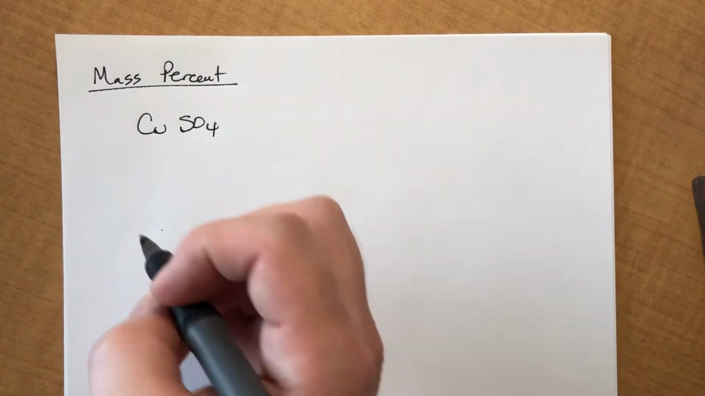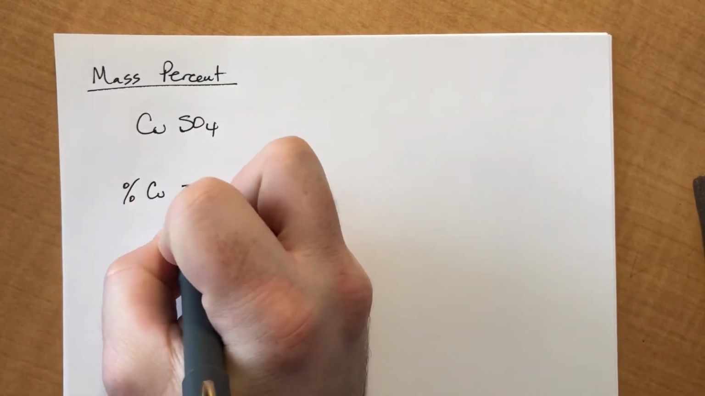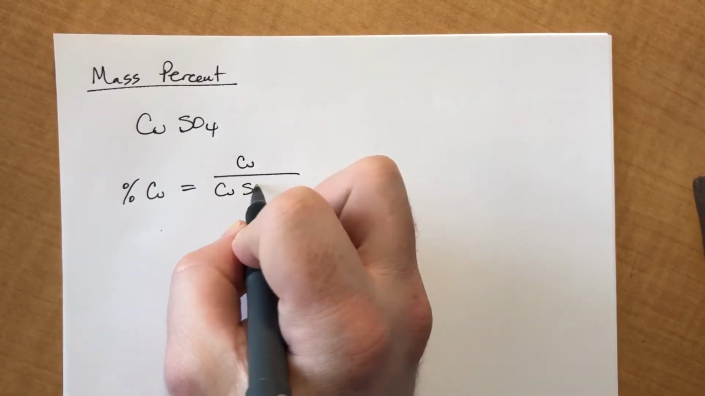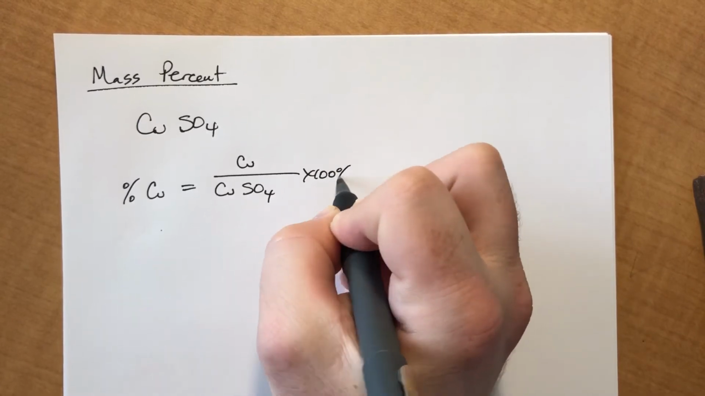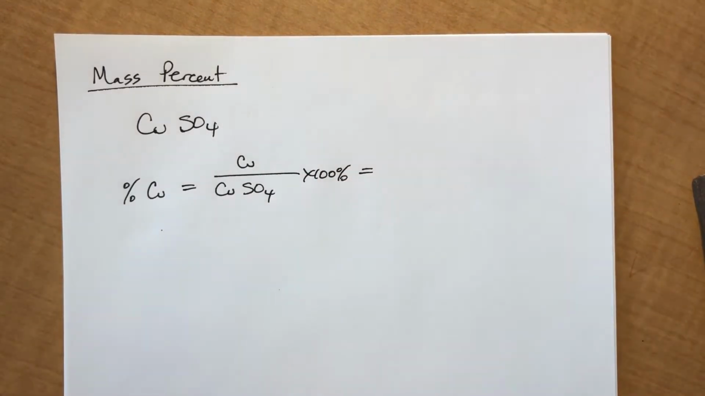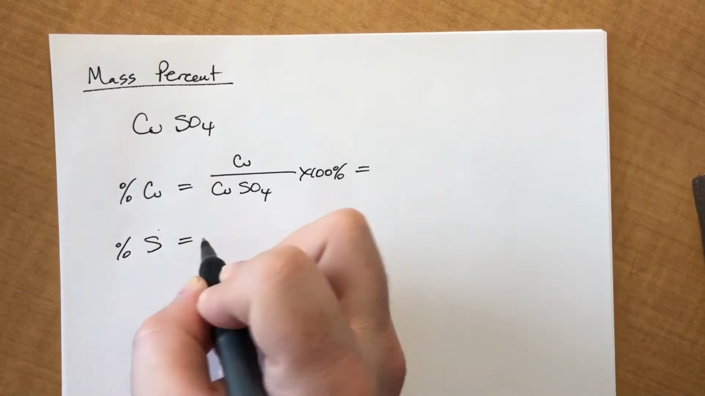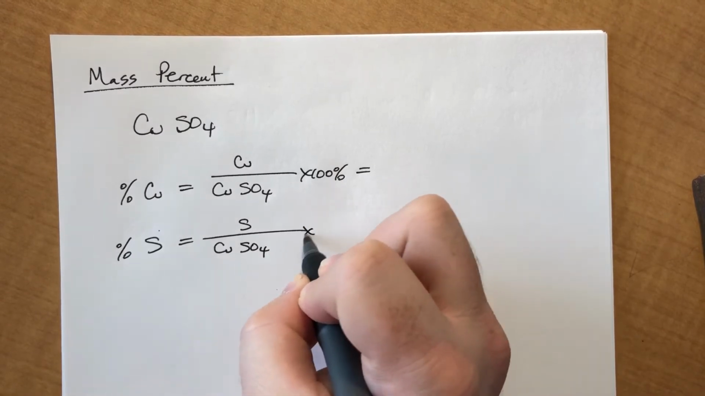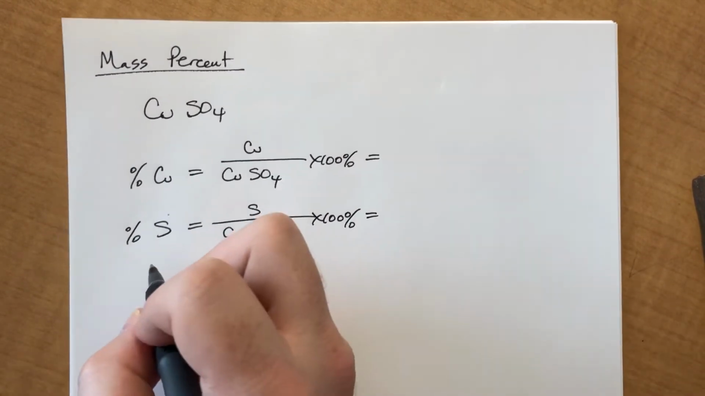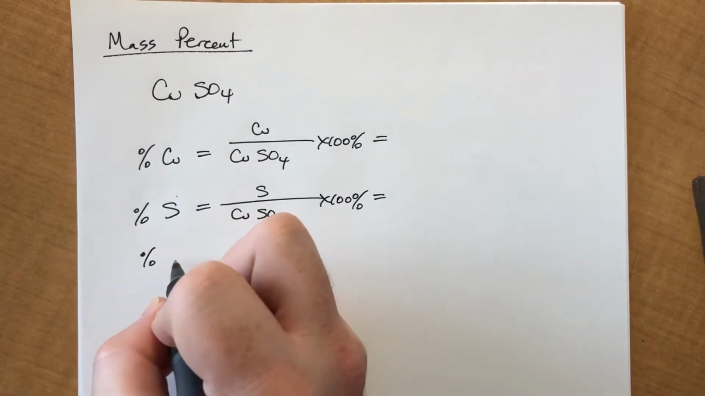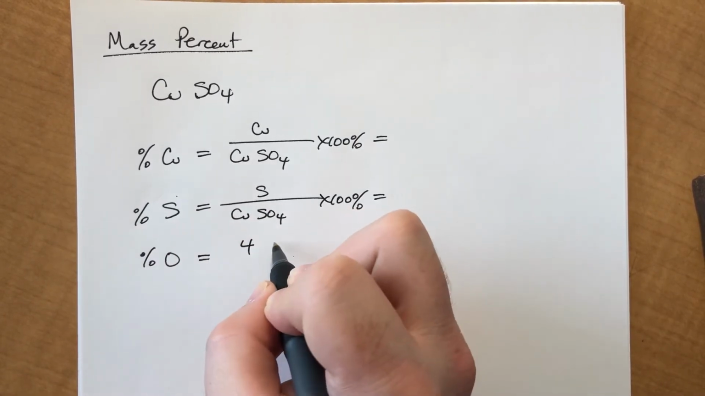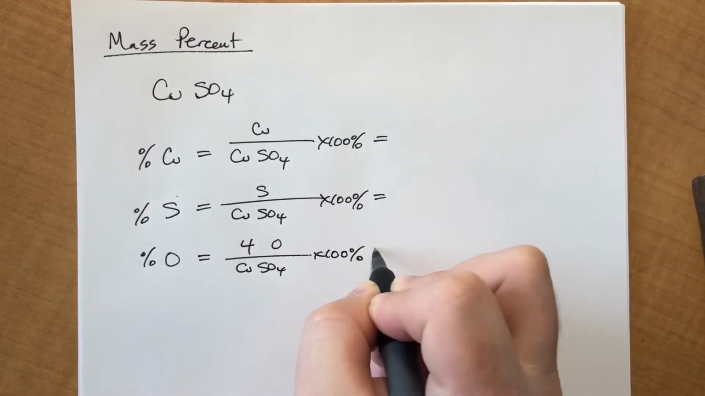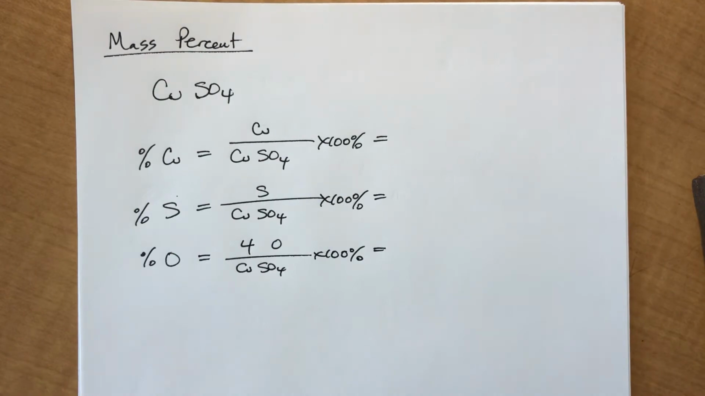To figure out what percent is copper, we would take the total amount of copper, which is just 1, divided by the total weight times 100%. To get the percentage of sulfur, we would take the mass of 1 sulfur, because there's only 1, divided by the whole thing times 100%. And to get the percentage of oxygen, we would do the same thing, except there are 4 oxygens, so 4 times oxygen divided by CuSO4 times 100%. This is not real difficult, but it's definitely tedious.